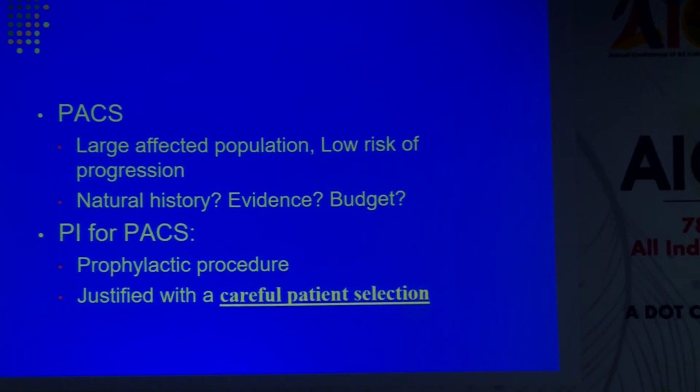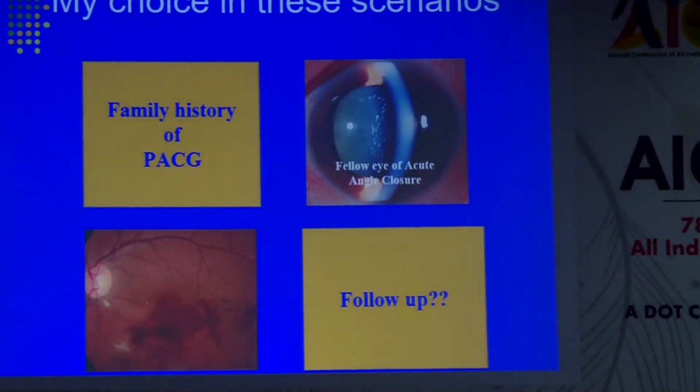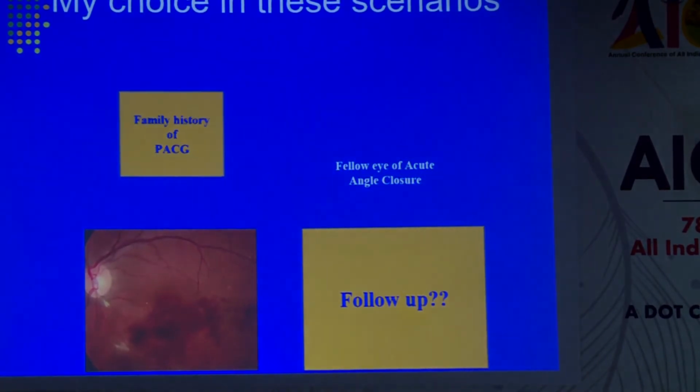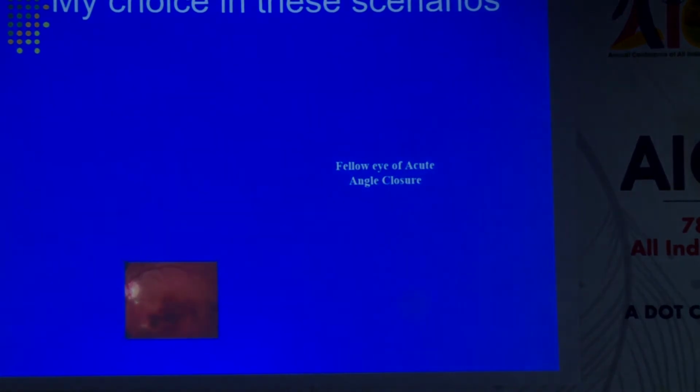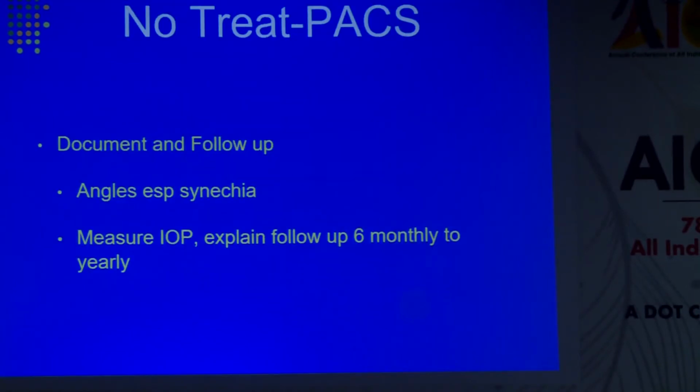The PI for PACS remains a prophylactic procedure, and it is justified with careful patient selection where we want to do it, and becomes a no for everybody. Decide: family history of angle closure, yes. A fellow eye of acute angle closure, yes. If there are some retinal issues and the patient requires frequent dilatation, yes. If follow-up is probably not possible, probably in that situation also you can decide. And you find certain risk factors, like a very patchy sort of pigmentation of the angle, as you can see in the picture, that possibly, yes, we can decide for a laser iridotomy at that point.